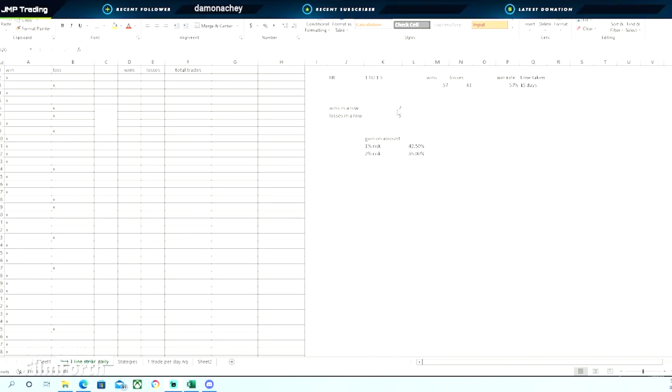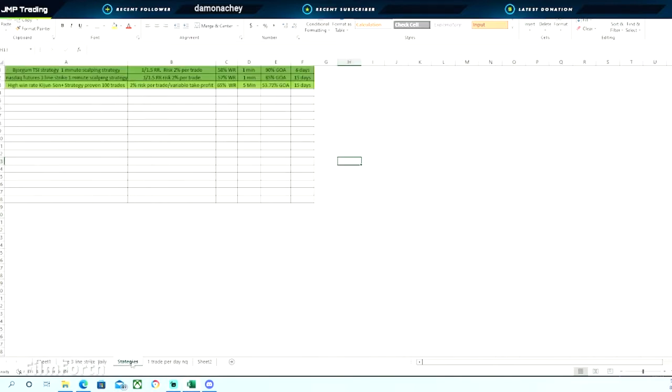Most wins in a row was 7. Most losses in a row was 5. The gain on the account, if you're risking 1%, was 42.5%. If you're risking 2% per trade, you would have gained 85% on your account. So that's number 2 on our strategies list.